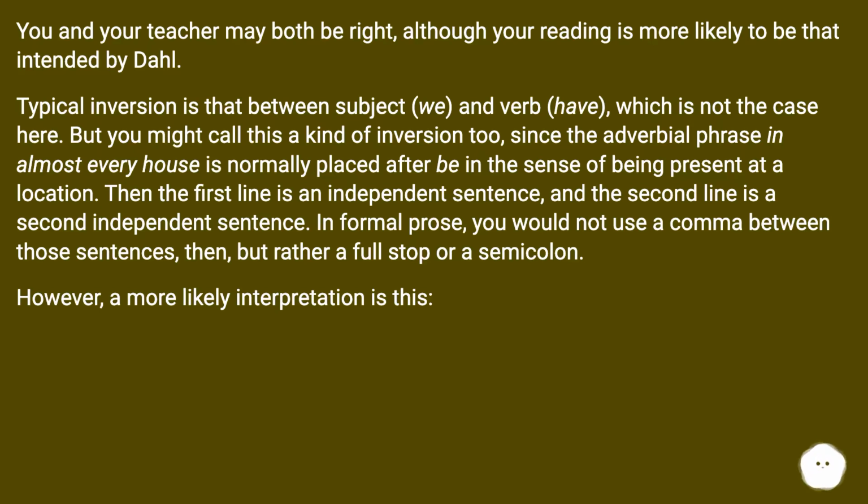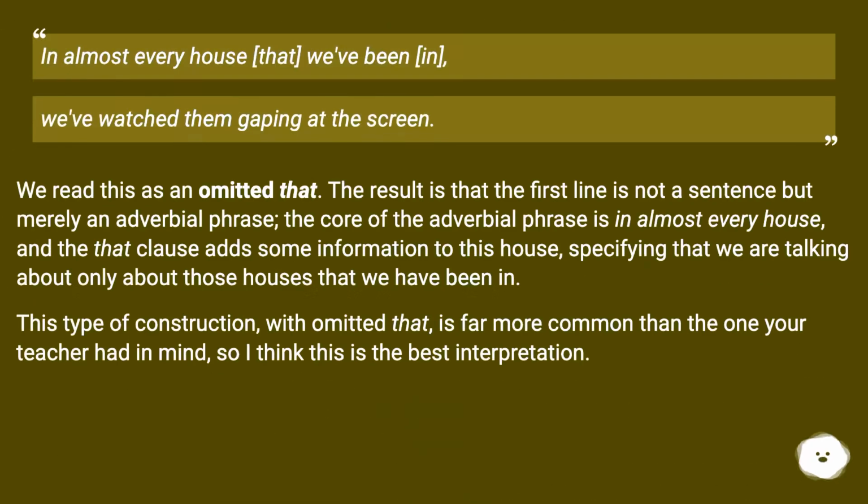Then the first line is an independent sentence, and the second line is a second independent sentence. In formal prose, you would not use a comma between those sentences, but rather a full stop or a semicolon. However, a more likely interpretation is this. In almost every house that we've been in, we've watched them gaping at the screen.